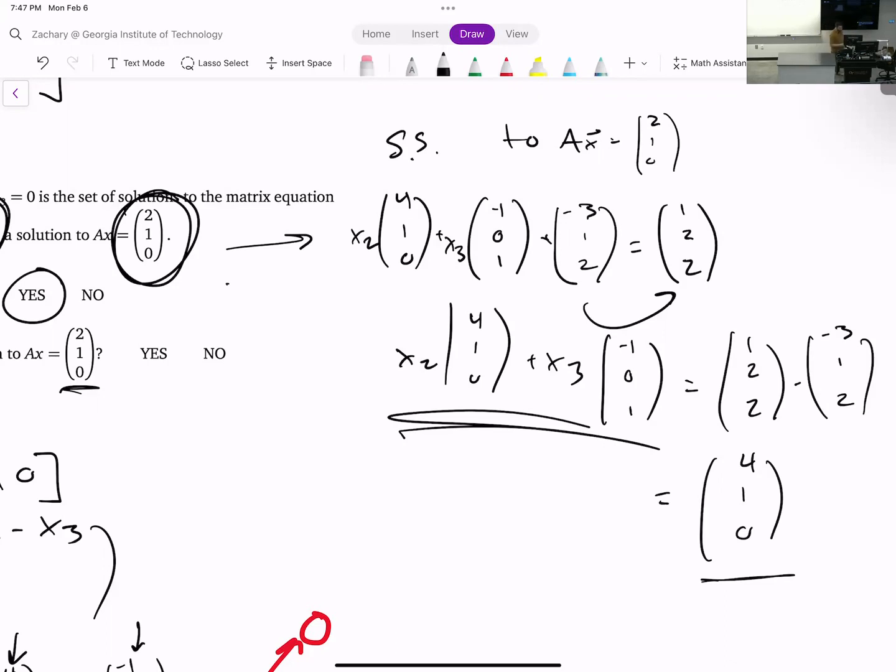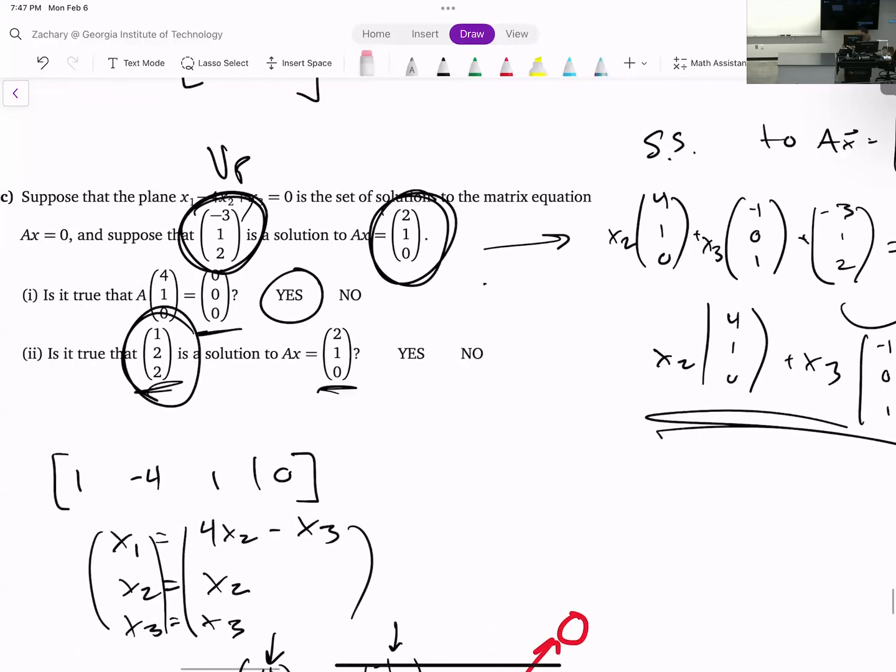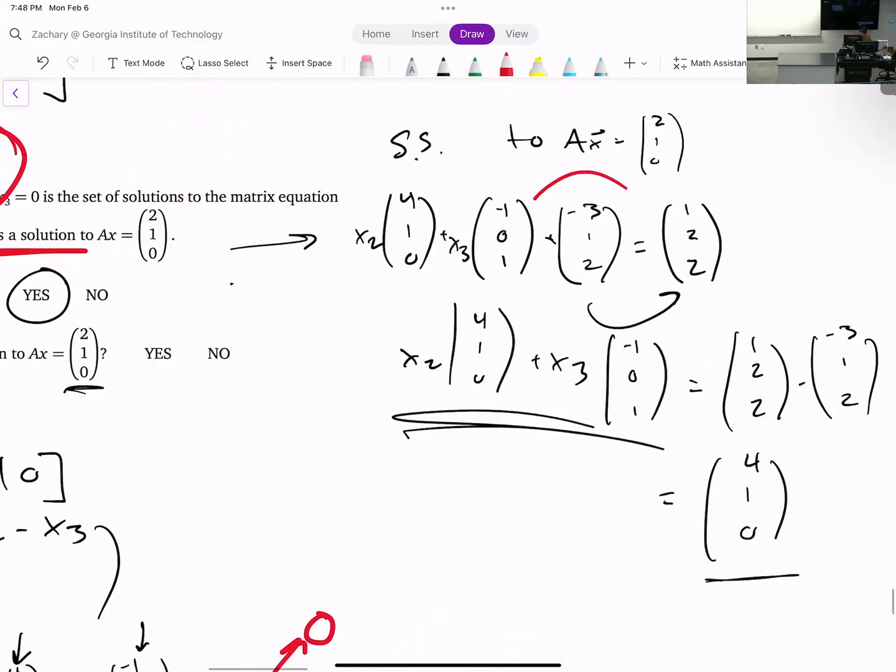Where did the 3, 1, 2 come from? It came from this part of the question. It says that this is a solution to this, okay? So it is our particular solution. So it gets slapped on right here to our solution set. Cool. Other questions?